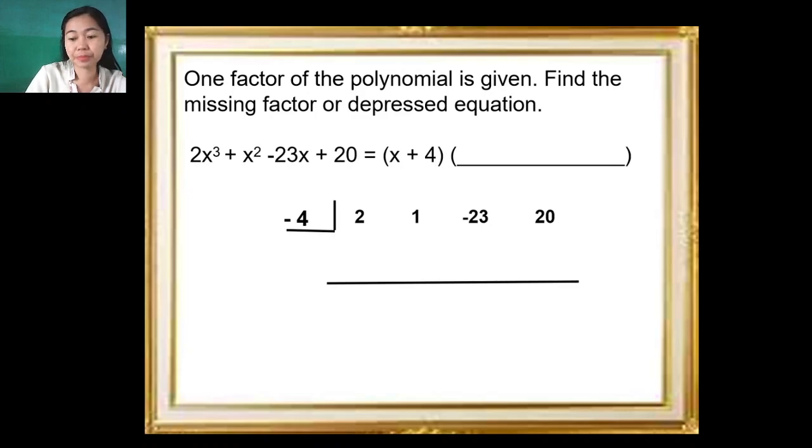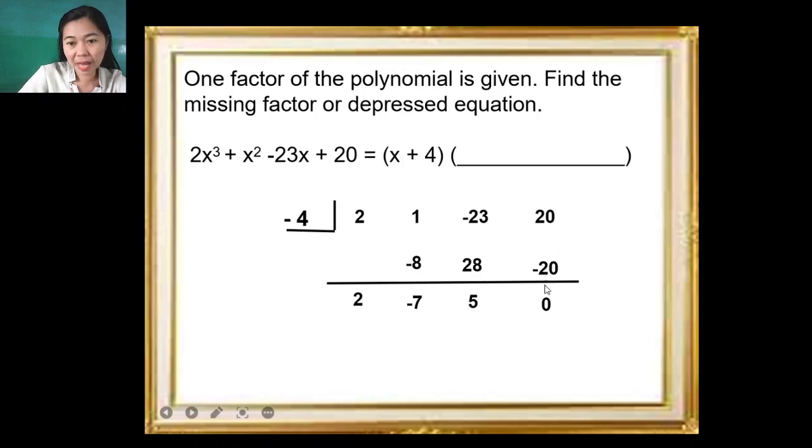We have negative 8. And then, add 1 and negative 8. We have negative 7. And then, multiply negative 7 by negative 4. We have positive 28. Add negative 23 and 28. We have positive 5. And then, let's multiply 5 by negative 4. The answer is negative 20. And here, the sum is 0.